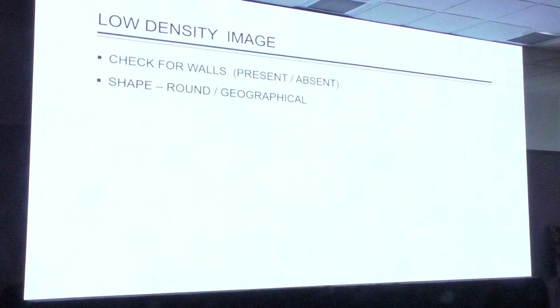So whenever there is a low density image, 2 things you have to check: whether these patterns have a wall, or what is the shape. These 2 things are very important. Walls present or absent, shape is either round or geographical.